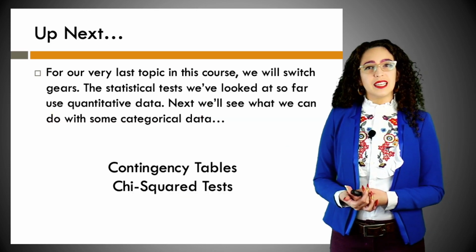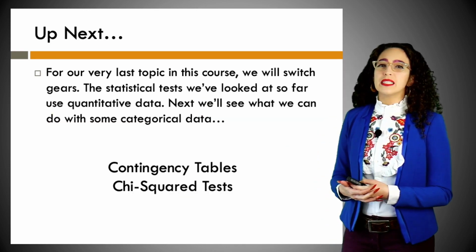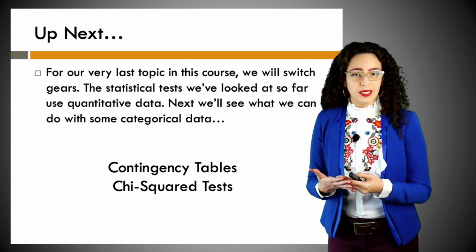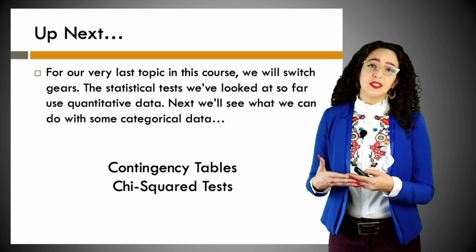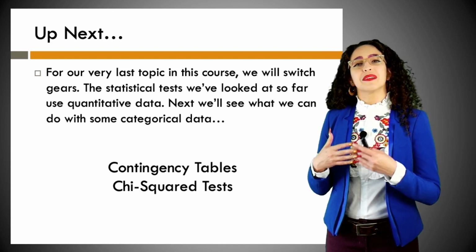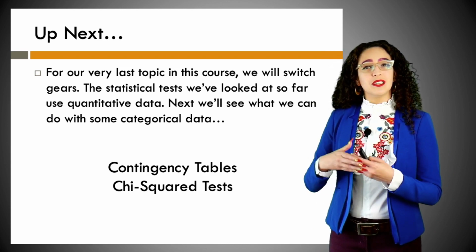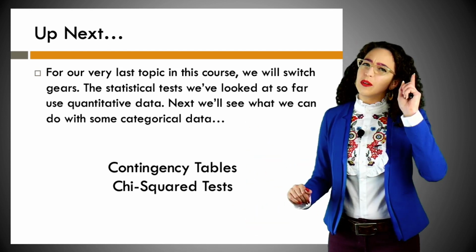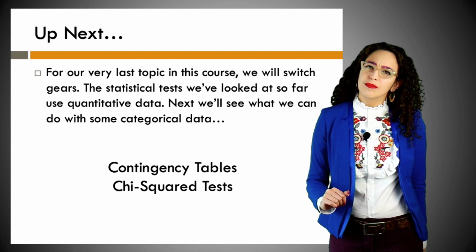For the very last topic of this course, we will finally switch gears. The statistical tests we've looked at so far have been using quantitative data. For our last few topics, we are going to look at some categorical data. So we will be looking at contingency tables and chi-squared tests. I will see you there.